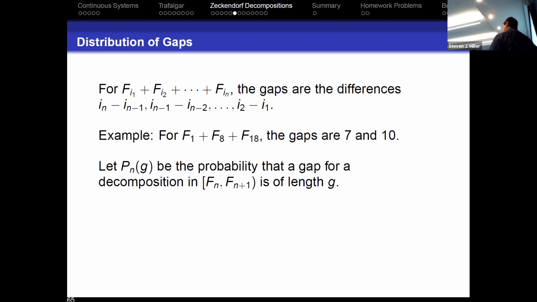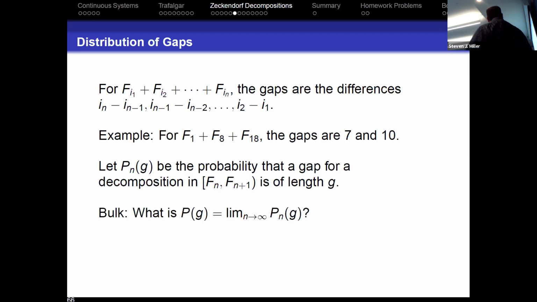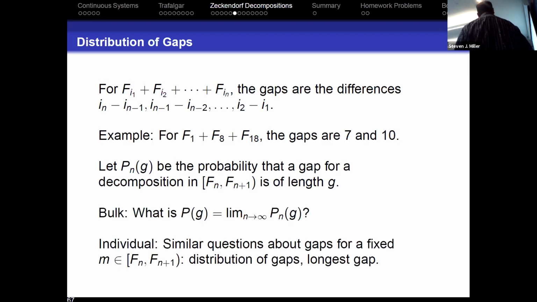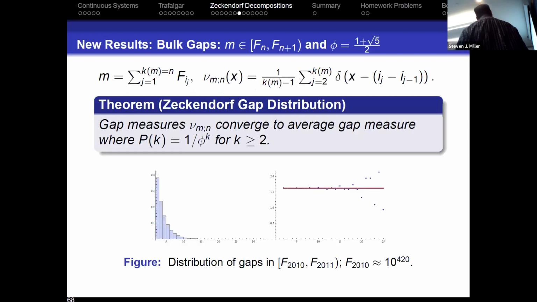What's the probability we have a gap of length 0 in a Zeckendorf decomposition, that we have a repeated summand? 0. What's the probability we have a gap of length 1, that we have 2 adjacent summands? 0. So we know P_n(g) is 0 if g is 0 or 1. And then the question is, what is it for other values? Does the limit exist? Turns out that the answer is yes. And you can analyze it. There's lots of different ways.